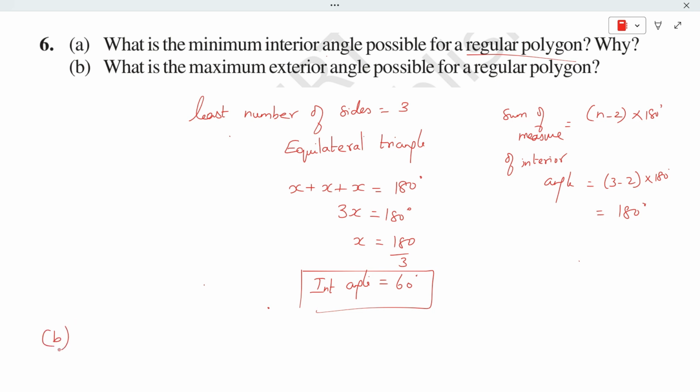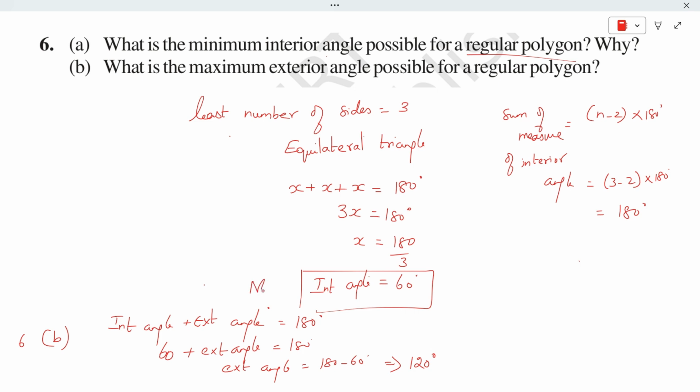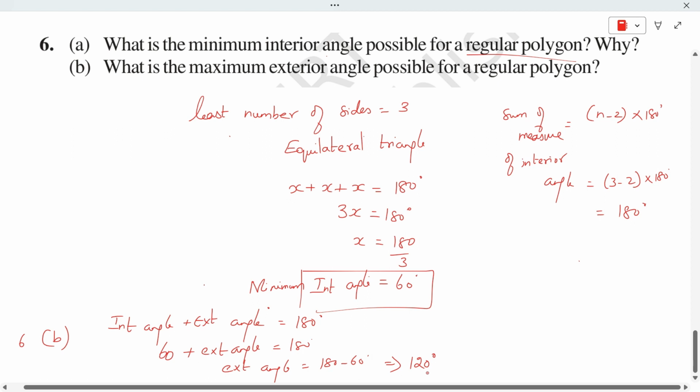Now come to question 6b. What is the maximum exterior angle? I already know the interior angle of a polygon plus the exterior angle makes a linear pair, right? That is 180 degrees. So if I already know the minimum interior angle is 60, I can find the maximum exterior angle for this interior angle, isn't it? So the exterior angle is equal to 180 minus 60, which is going to be 120 degrees. So the minimum interior angle is 60 degrees and the maximum exterior angle of a regular polygon is 120.